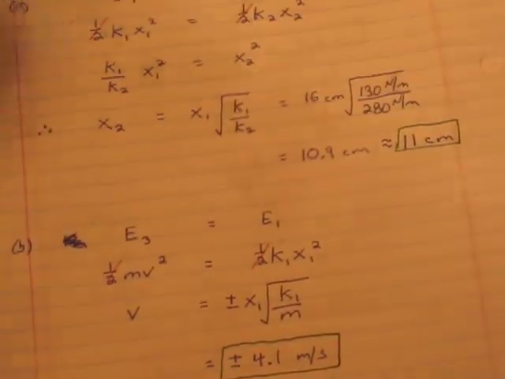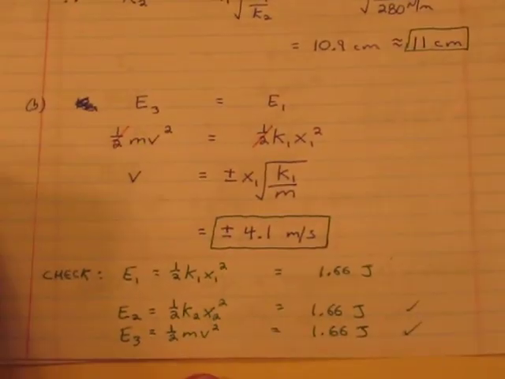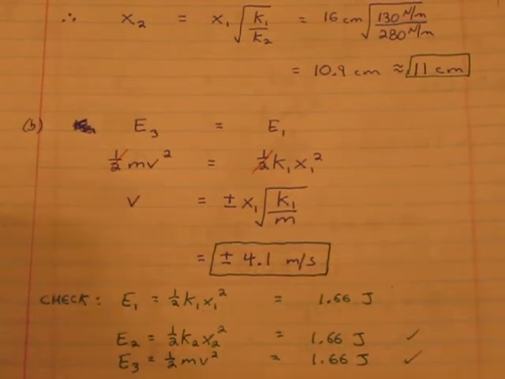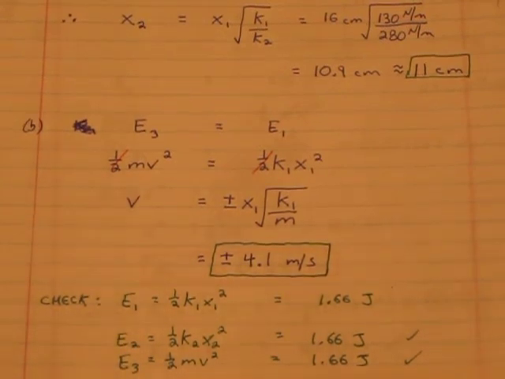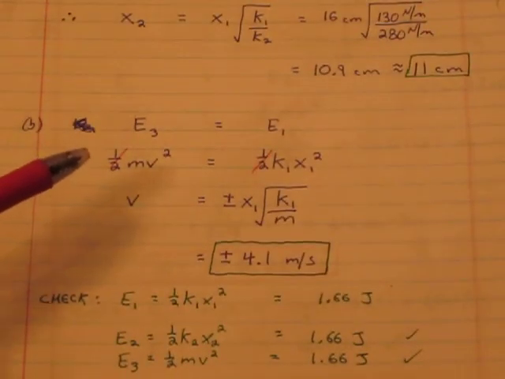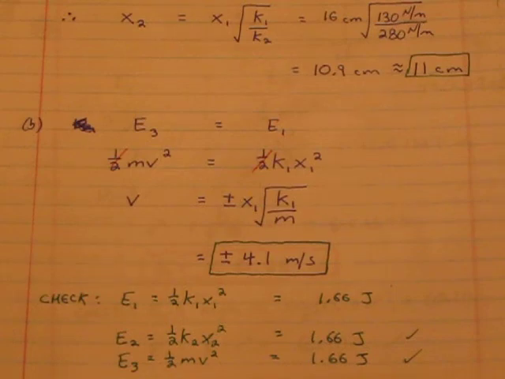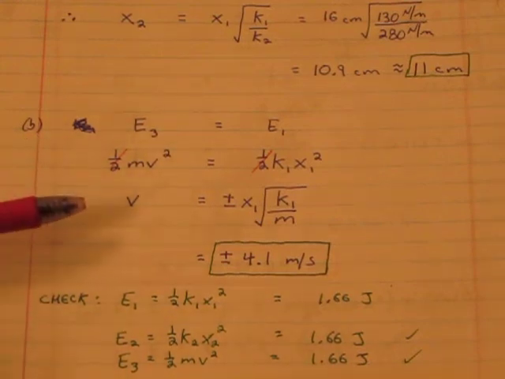So we're going to set E3, that's the state of interest, to either E1 or E2. Since we're given all the information for E1, let's go for that. However, you could set it equal to E2 as well. E3 is 1/2 mv squared equals 1/2 k1 x1 squared. And by the way, a good check could be, you could also say equals 1/2 k2 x2 squared, but I chose this way.